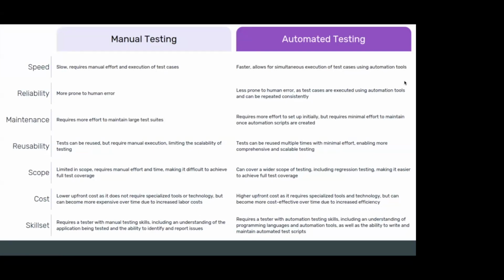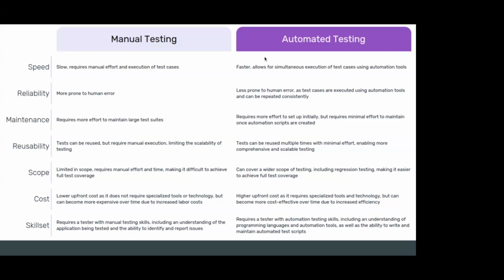So we can compare the two types of testing through various perspectives, including speed, reliability, maintenance, usability, scope, cost, and the skill set involved. So we'll quickly go through each one of these items to review the needs for the two categories. Starting off with speed, manual testing tends to be a bit slower compared to automated testing because automated testing is done by machines. For reliability, manual testing is very much prone to human error.